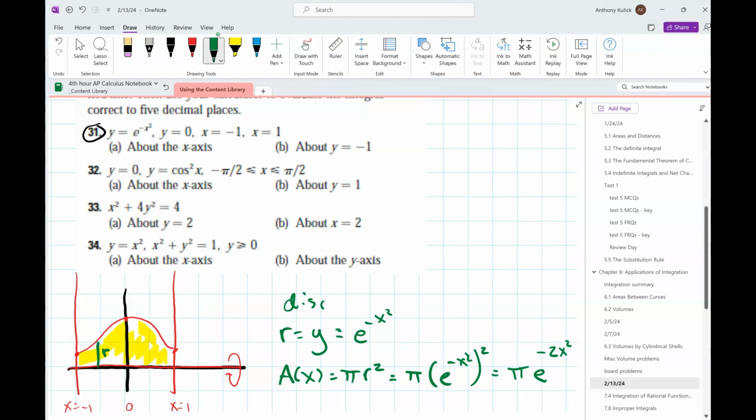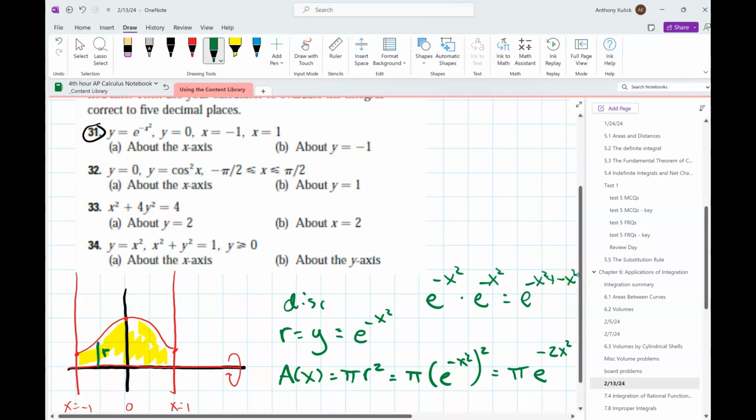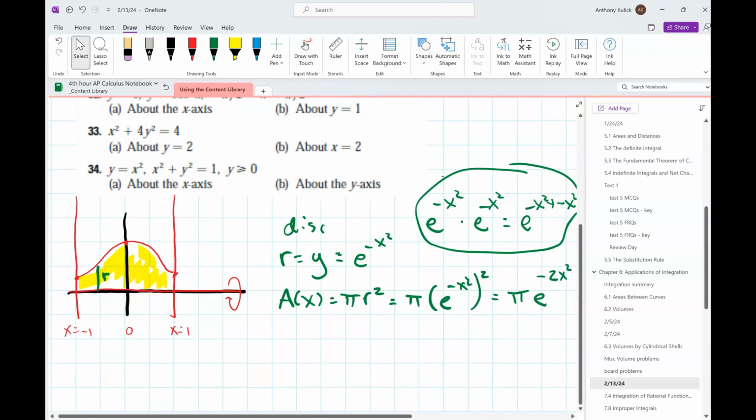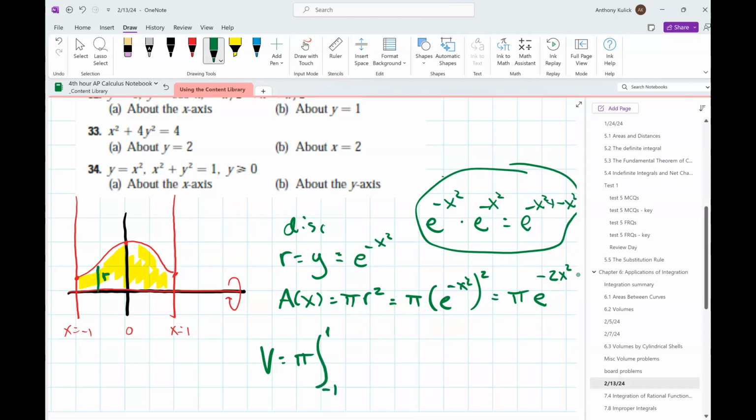But why would it be negative 2x squared, not negative x to the fourth? If I have e to the negative x squared times e to the negative x squared, that's e to the negative x squared plus negative x squared, right? That's why I messed up. Keep on going. That's just exponent rules. Oh no, those things matter? Of course they do. So our volume is going to be pi times the integral from negative 1 to 1 of e to the negative 2x squared dx. And that's calculator time.